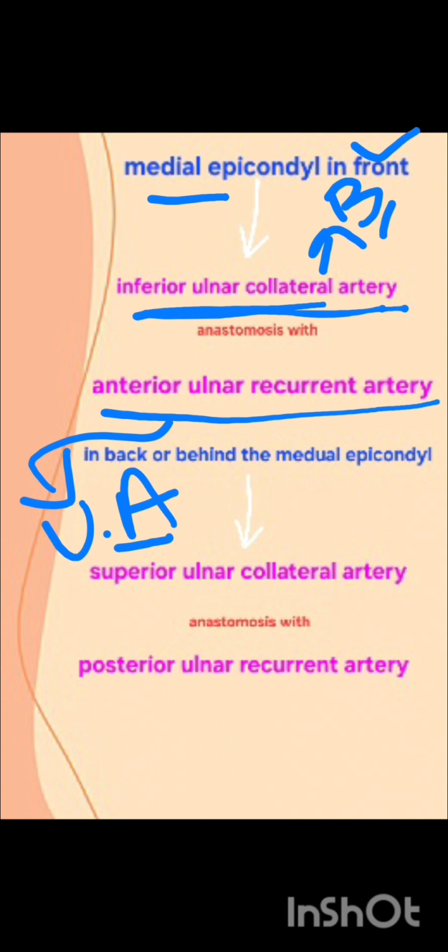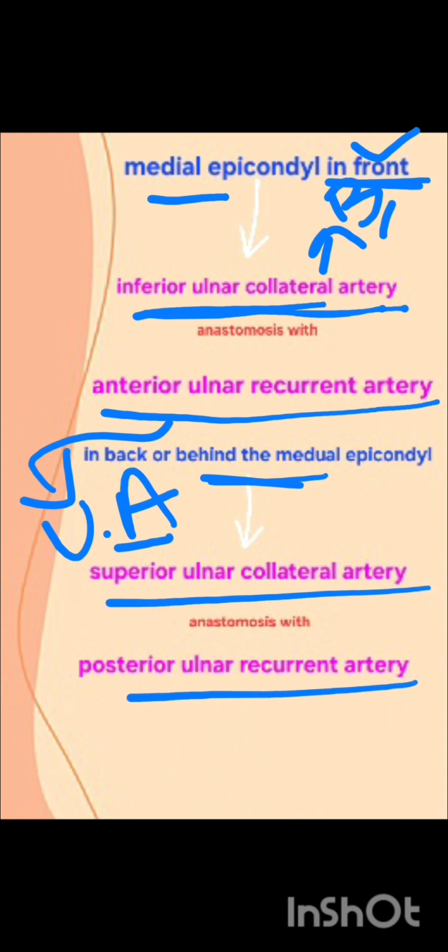Then in the back or behind the medial epicondyle, this is the in front. So in back, the superior ulnar collateral artery anastomoses with the posterior ulnar recurrent artery. So this is the branch of brachial artery. So this is the branch of ulnar artery.